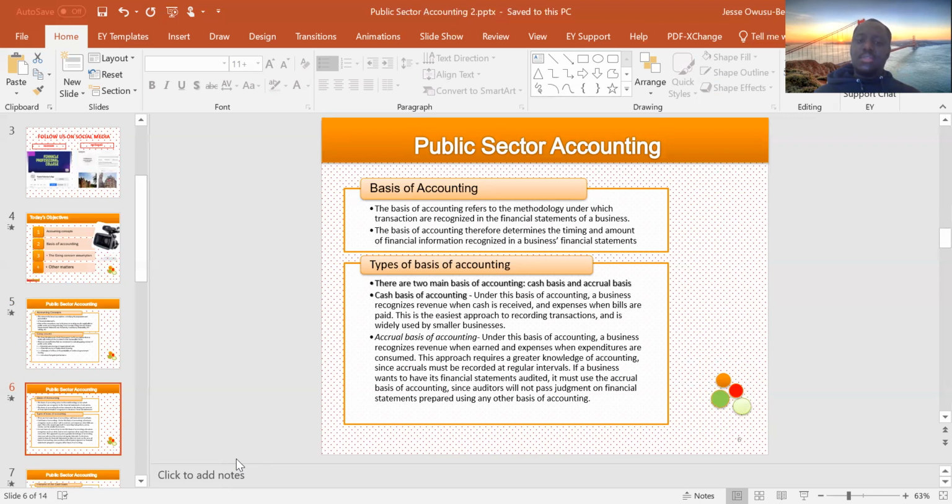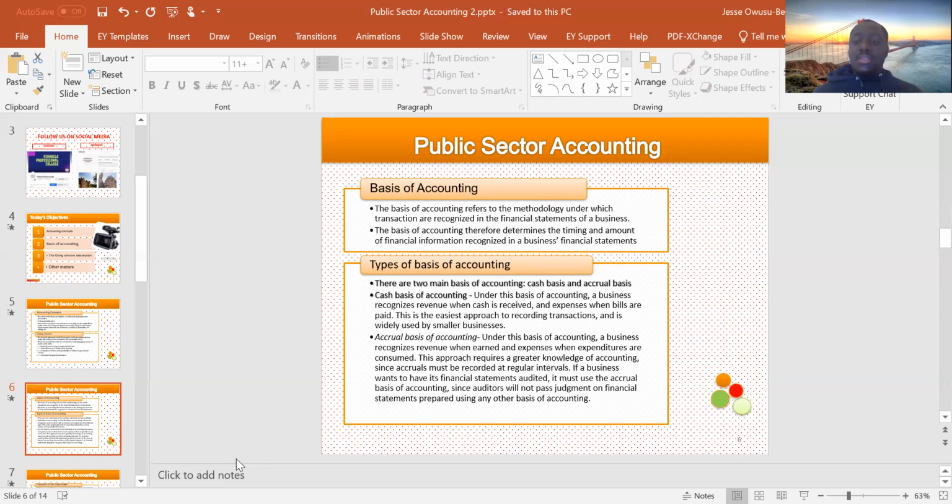When we talk about the cash basis of accounting, it's simply where a business will recognize revenue when cash is received and will recognize expenses when bills are paid. Very simple. It's purely cash. So when cash is received and expenses are paid, that's when the business will recognize it. It's an easy approach and it's usually used by smaller businesses.